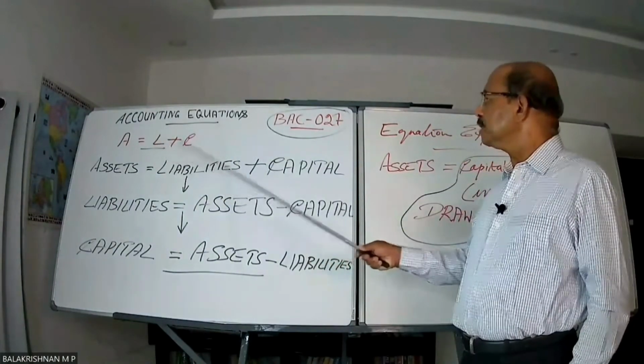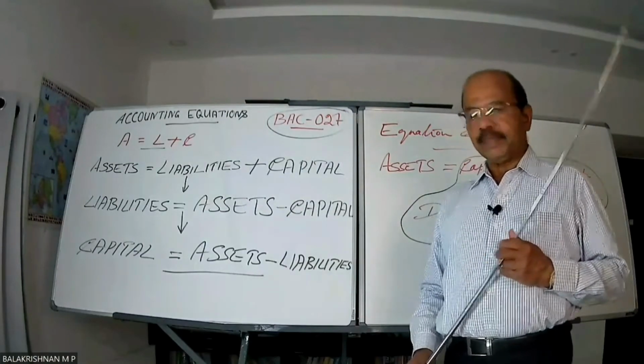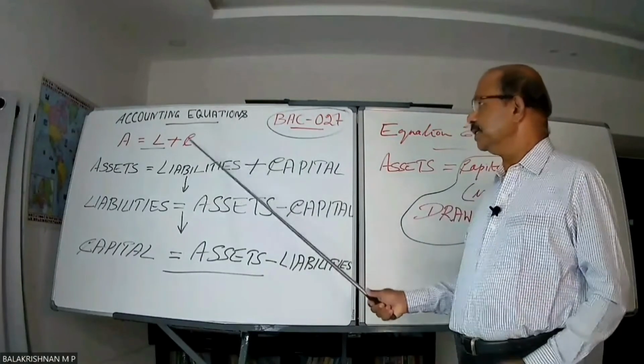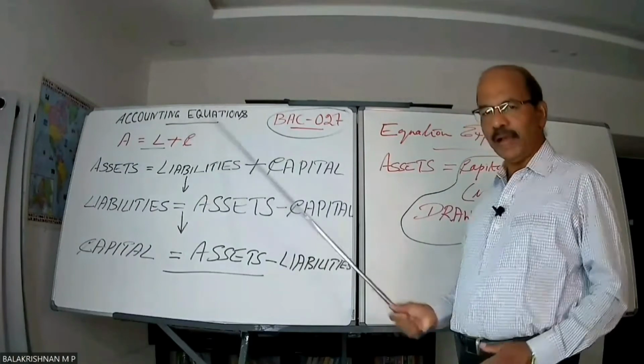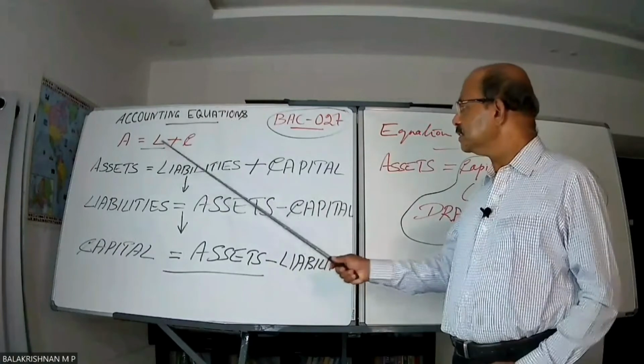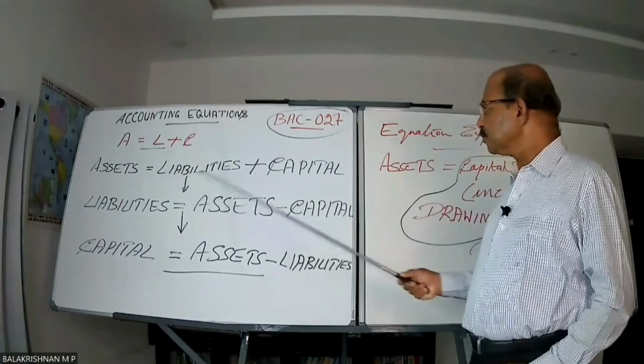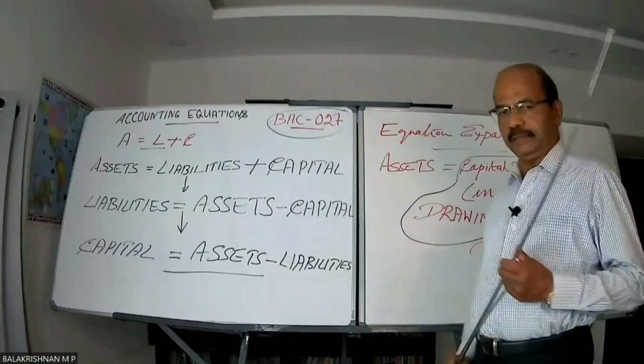A is equal to L plus C. In fact, in a limited company, the C will be replaced by E. A is equal to L plus E. Anyway, I'm not going to that extent. For your syllabus, it is A is equal to L plus C. In other words, assets is equal to liabilities plus capital.